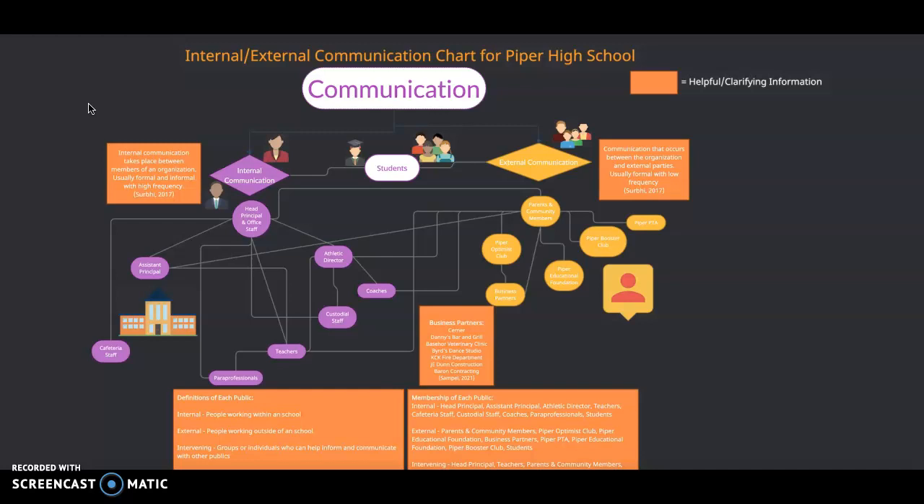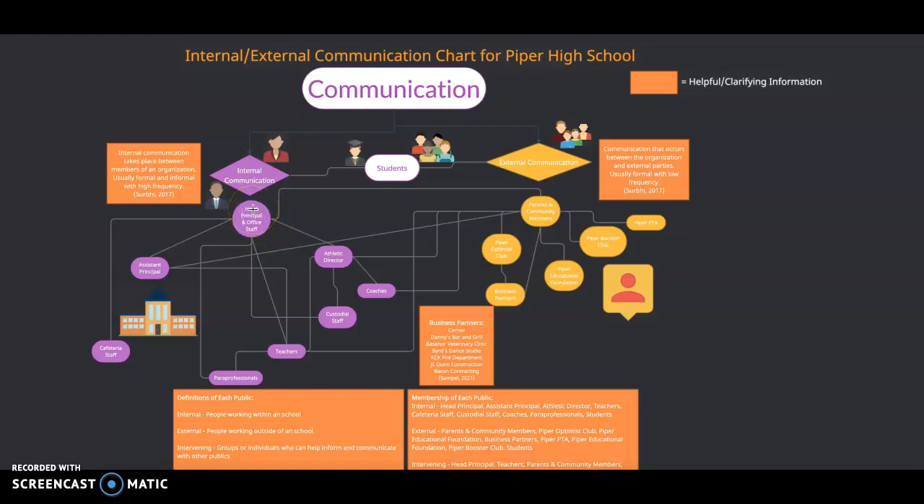So first, let's go through the chart. First, we have the internal communication. And this is within the school, and I consider the students both internal and external communication. So internal communication takes place within the organization. And as you can see, the head principal and office staff, who we only have one office staff, it's the principal's secretary, and she helps give communication to a lot of people. She might send an email drafted by the principal, anything like that.